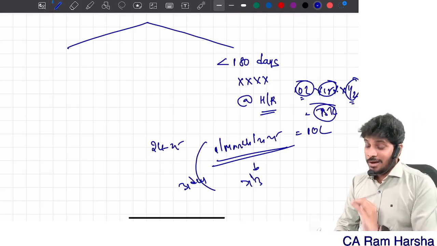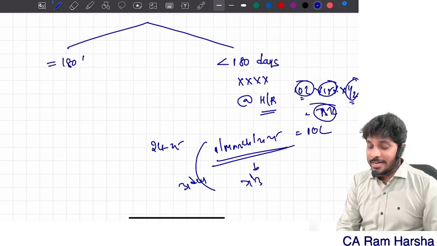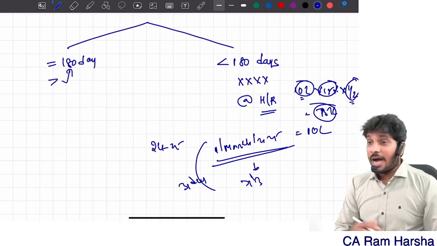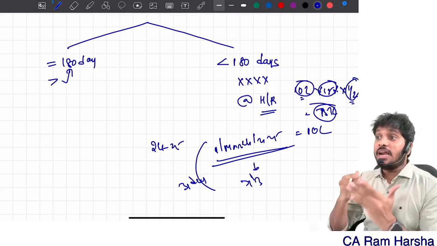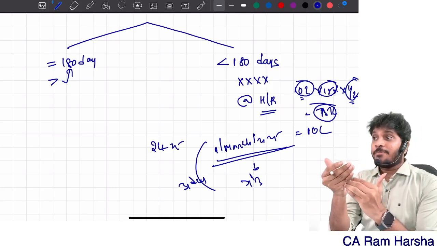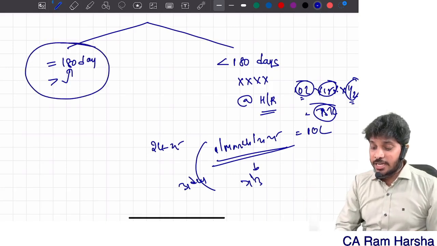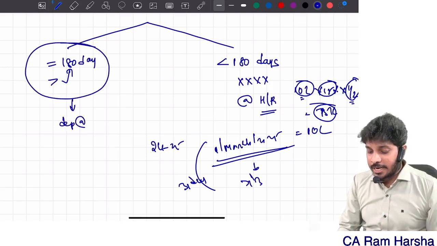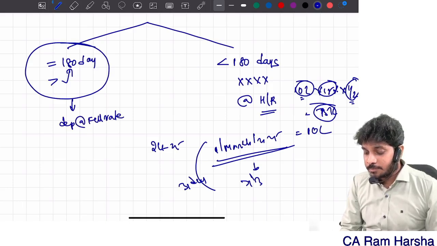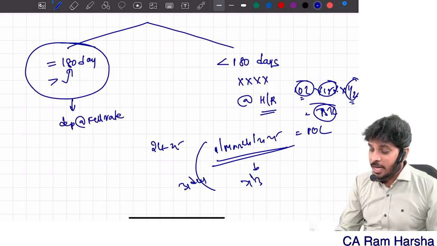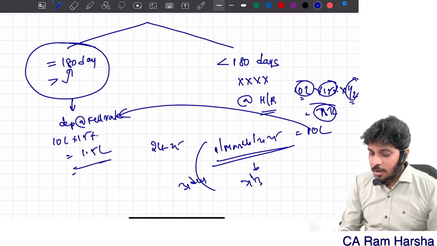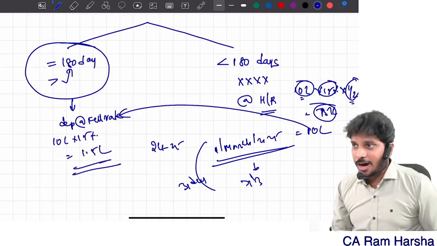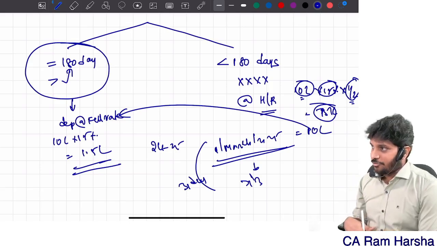Sir, but I used it for 180 days or more than 180 days in the year. Getting it? In such a case, I can claim depreciation at full rate. On the same 10 lakhs, how much depreciation will I get? 15% is equal to 1.5 lakh. Are you clear? All of you?